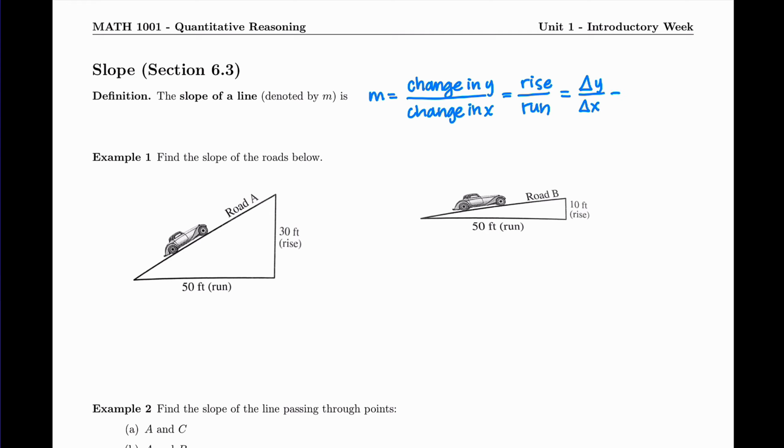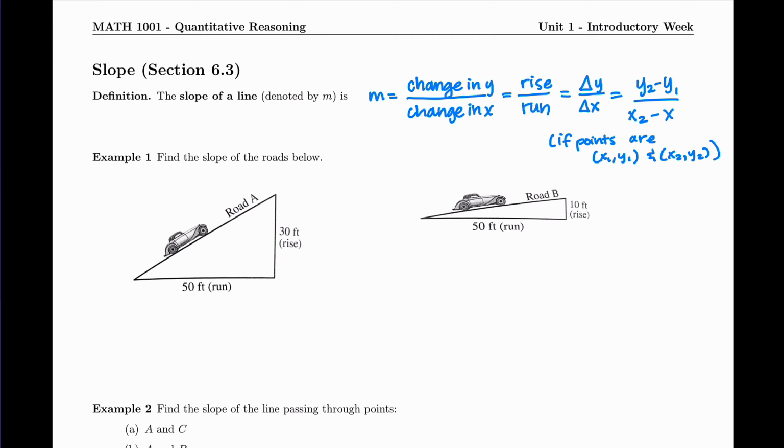And specifically, if you already know your points, you can say this is y2 minus y1 over x2 minus x1. And this is if your points are given as x1, y1, and x2, y2. But I think it's probably the easiest to remember these two. It's your rise over your run, or your change in y over your change in x.